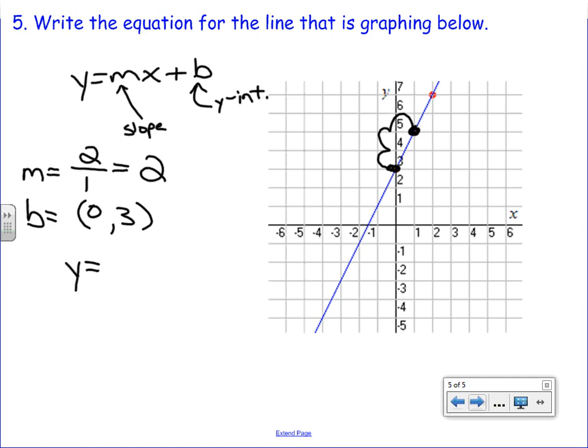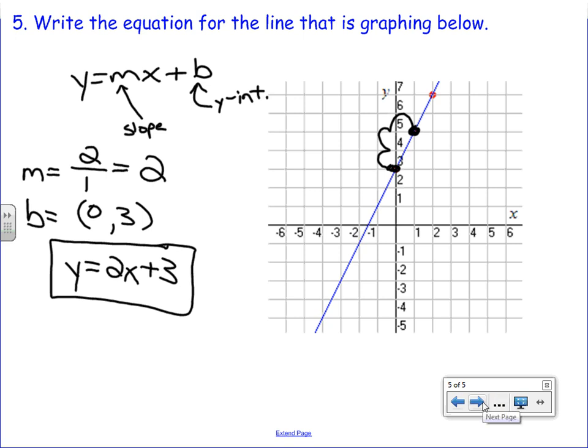So when we plug in our slope, we're going to replace m with 2. And when we plug in our y-intercept, we're going to replace b with 3. And there's our equation. You can now move on to the next practice lesson for writing equations.